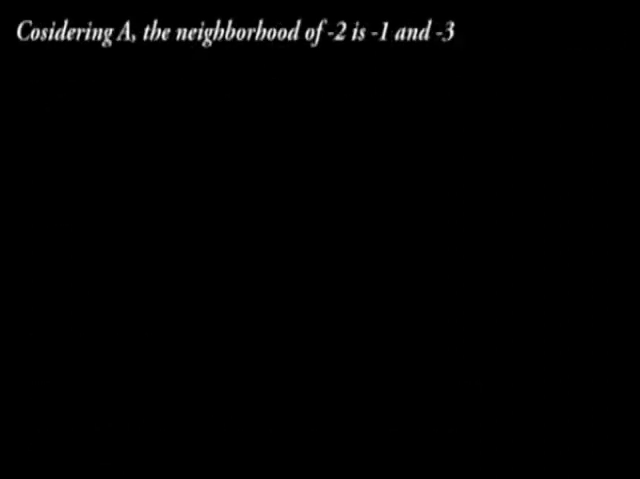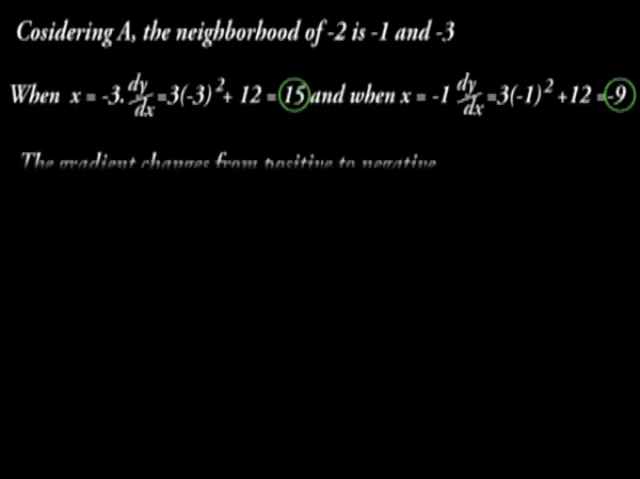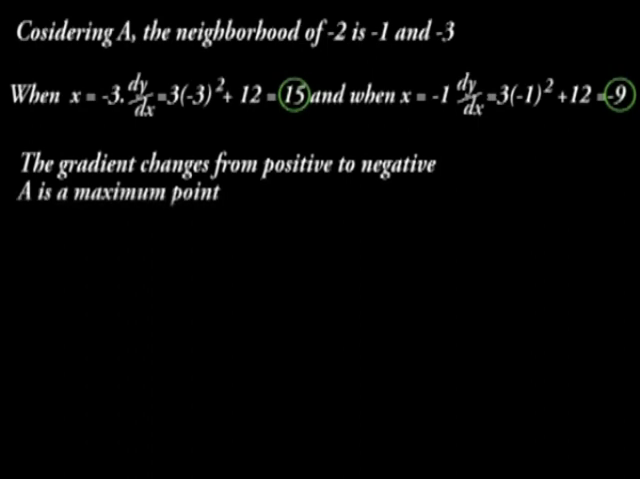What is their nature? Considering A, the neighborhood of minus 2 is minus 1 and minus 3. When x is minus 3, dy over dx is equal to 15. And when x is minus 1, dy over dx is equal to minus 9. Clearly, the gradient changes from positive to negative. We conclude that A is a maximum stationary point.